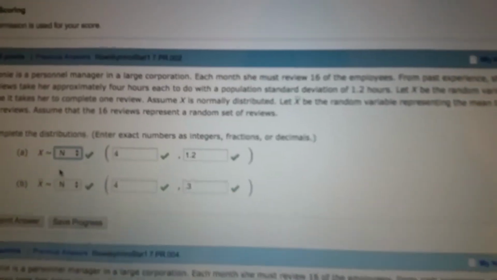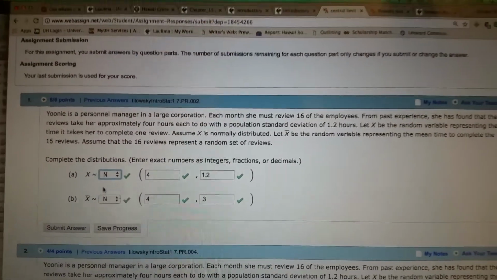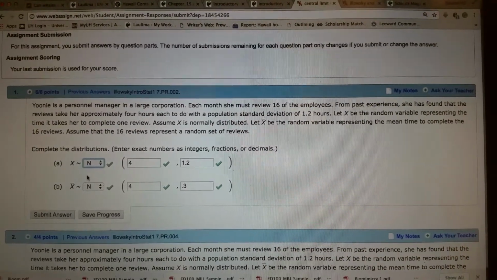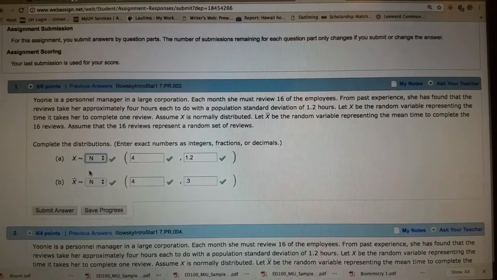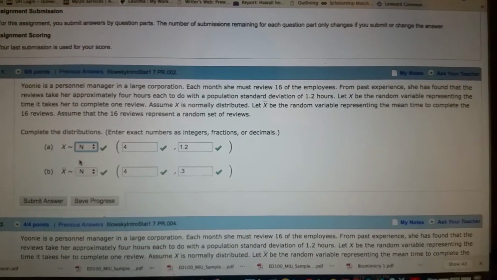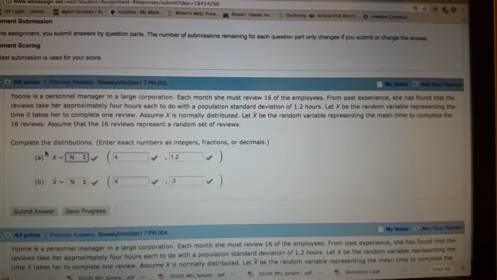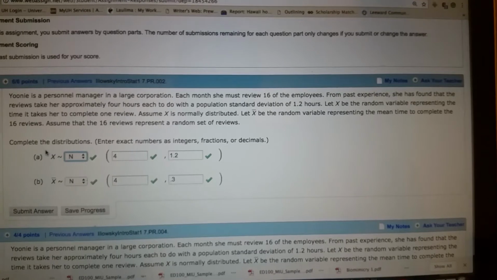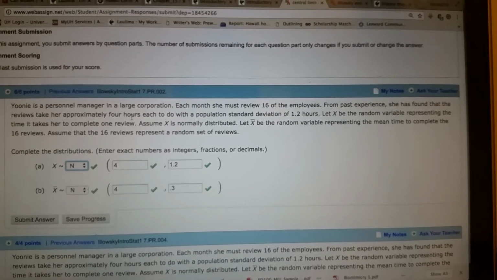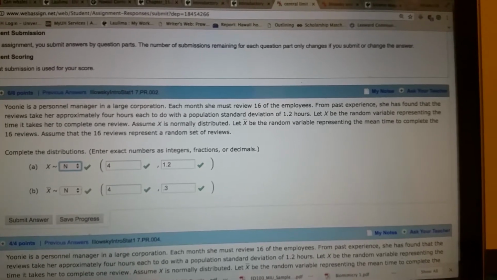Let x bar, the sample, be the random variable representing the mean time to complete the 16 reviews. Assume that the 16 reviews represent a random set of reviews. Okay, so we had to fill this in. We know that this is a normal distribution. I think it said something right here. Let's assume x is normally distributed.